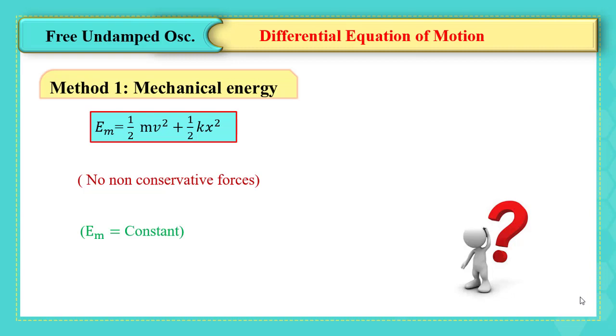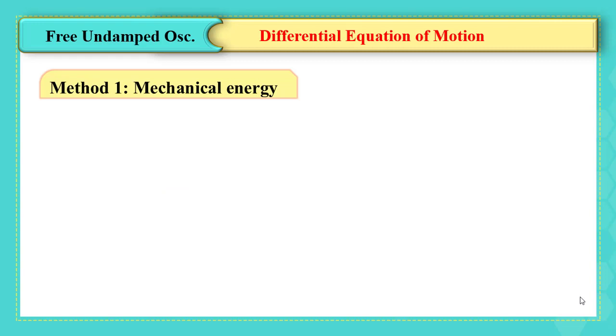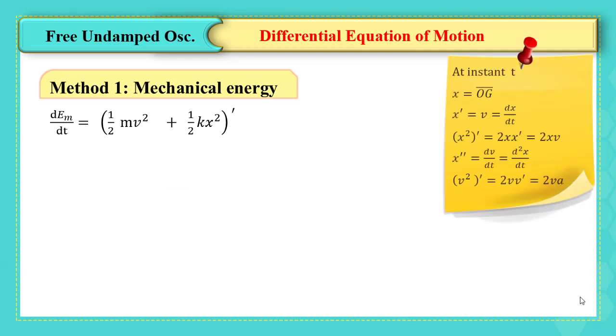I will give you a hint. We need to make a derivative to get to the differential equation. So, it's right. We can take the derivative of the expression of the mechanical energy, which will be equal to 0 since mechanical energy is constant. Then, to make the derivative, we should remember some rules of derivatives, especially the derivative of x squared, which is 2xv, and that of v squared, which is 2va, since x and v are functions of time.